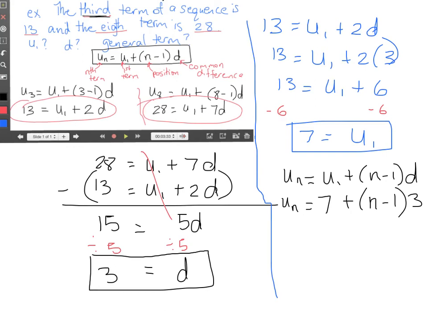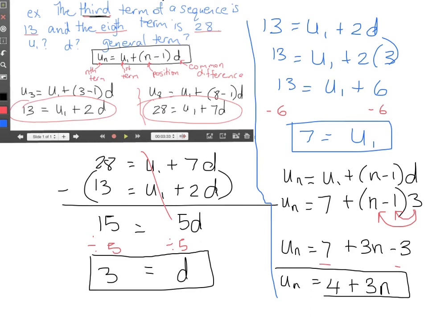Now, we're just coming up with a formula for this sequence, so we can't simplify much, but we can simplify a little bit by distributing that 3, and we get un is equal to 7 plus 3n minus 3, and now we can put our like terms together, and we get that un is equal to 4 plus 3n. So now we've figured out what our general term formula is for this particular sequence. And that's how you do it.